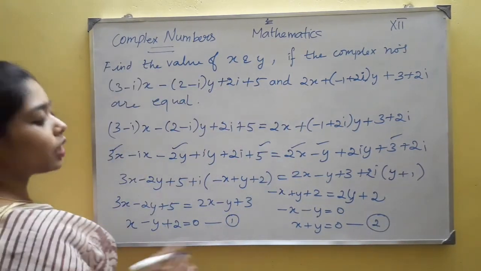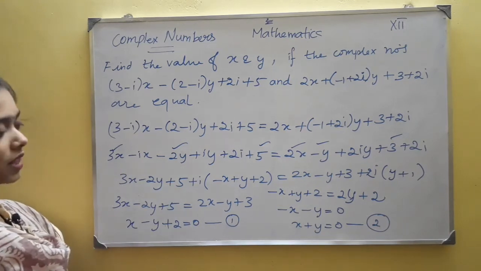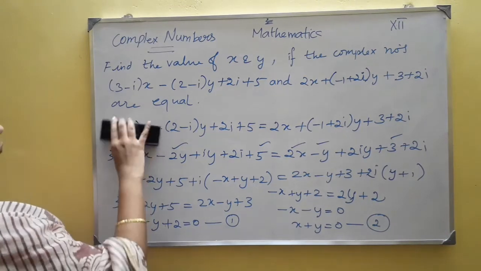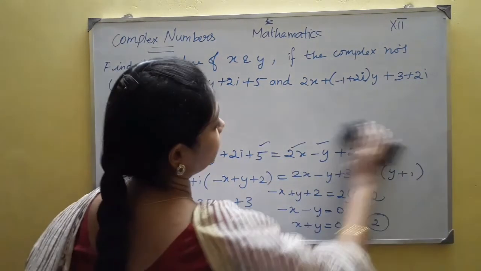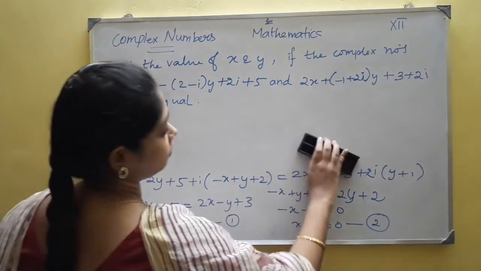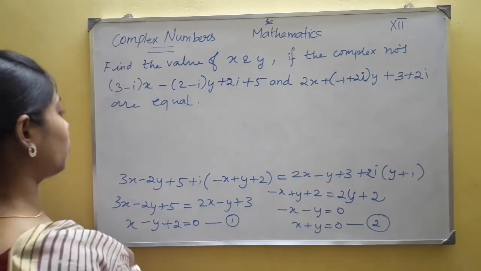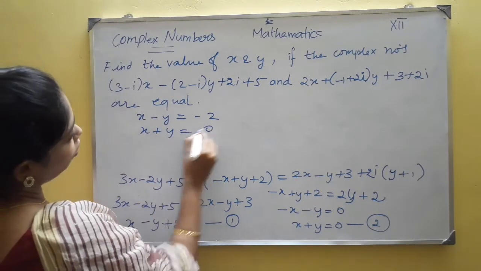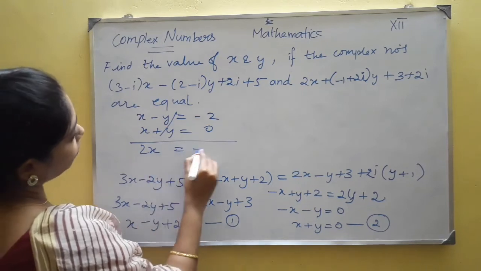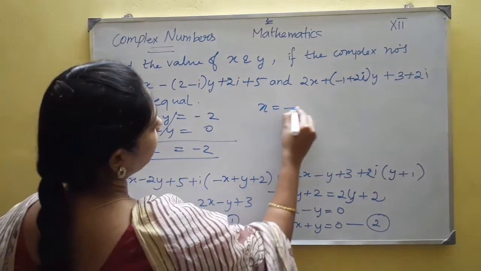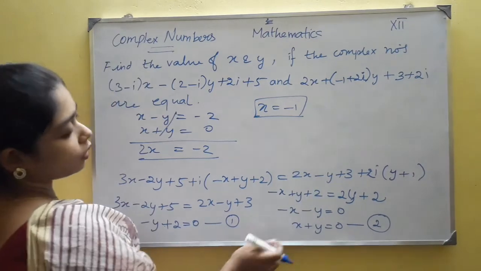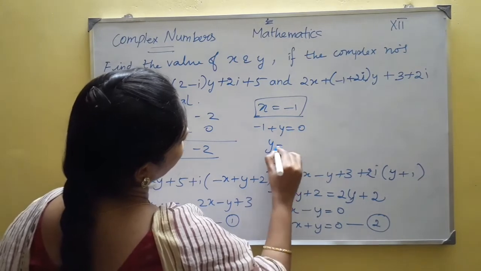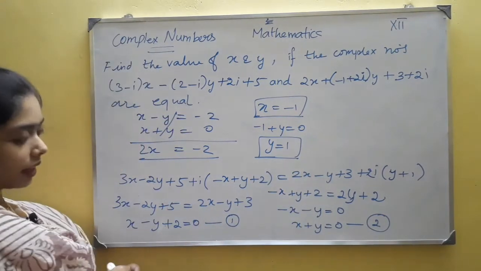Now I want to solve these two equations to find the two unknown variables. Whenever we have two equations with two unknowns, we can easily find the solution by using the elimination method. So by the elimination method I am solving this. Adding with x plus y equal to 0, directly 2x is equal to minus 2. So what is your x value? Minus 1. If you substitute this x value here, minus 1 plus y is equal to 0, you will get y equal to 1. So you can directly get the answer.